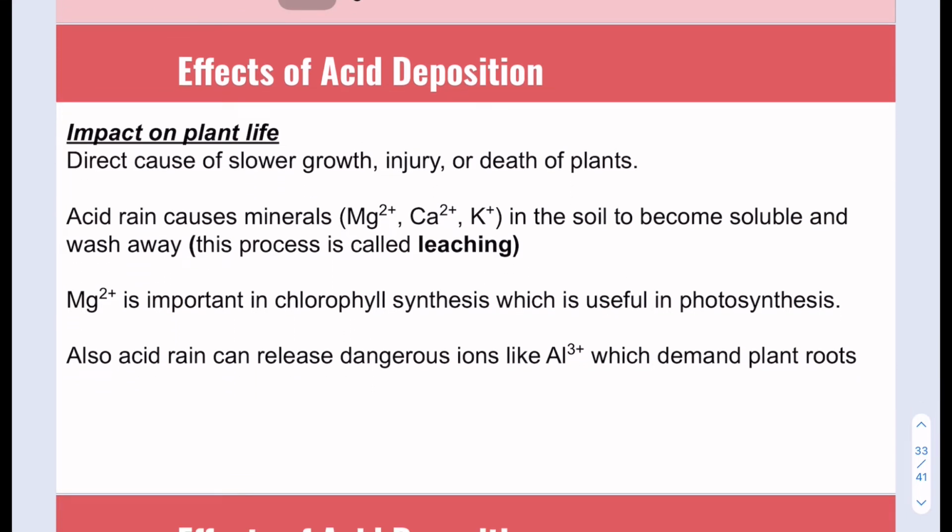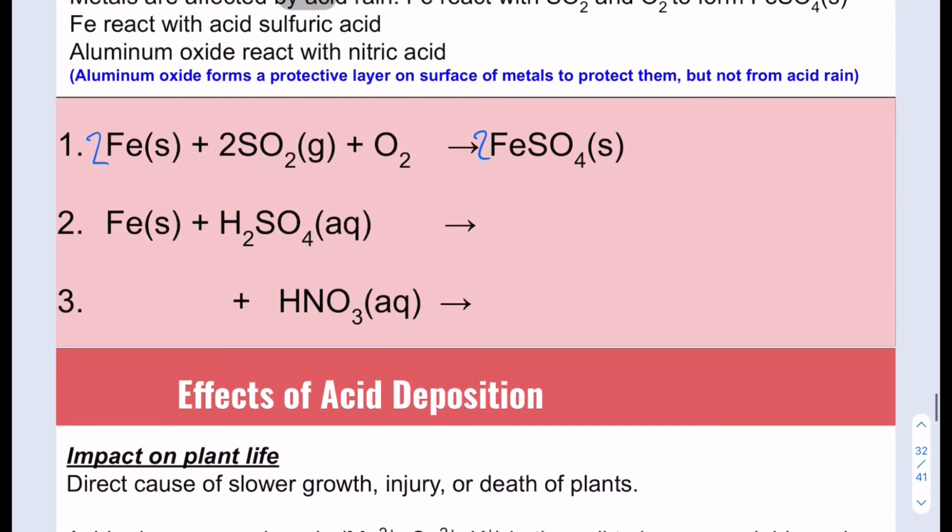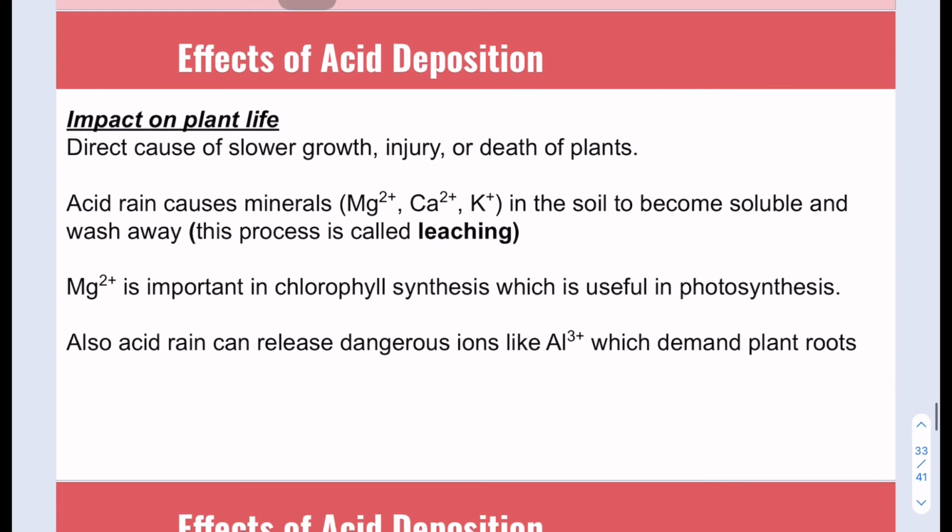Okay, there's also an impact that can happen on plant life, and this can cause slower growth and some injury and death on plants. There's some minerals in the soil that can be washed away because they've become more soluble. For instance, the iron is not one of them, but I'll just give you an example here. If iron is a solid here and it's in the soil, it's harder for that iron to be leached out. But if it is made into iron sulfate, which is more soluble in water, then it is easy for it to be washed away when rain comes.